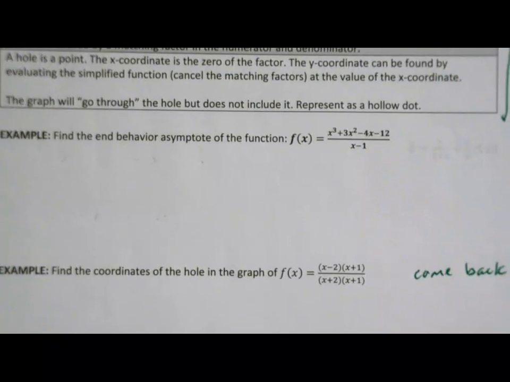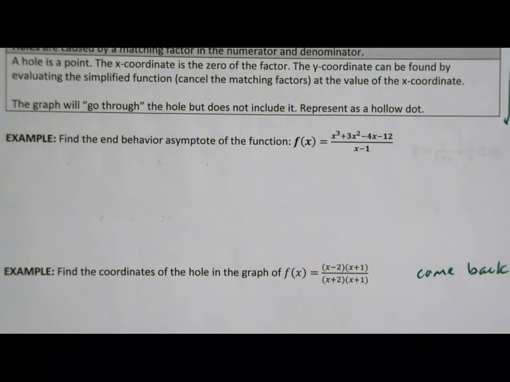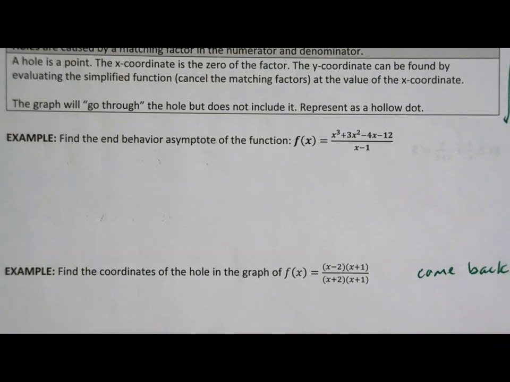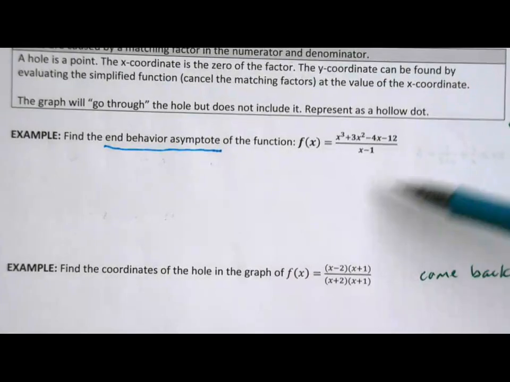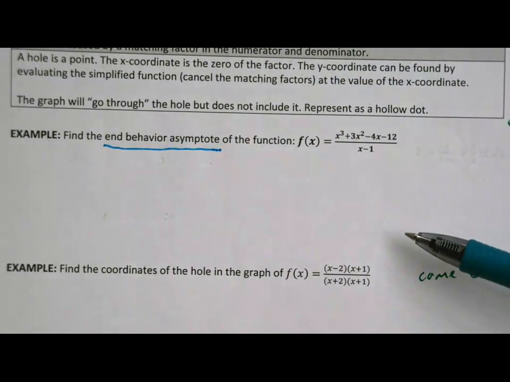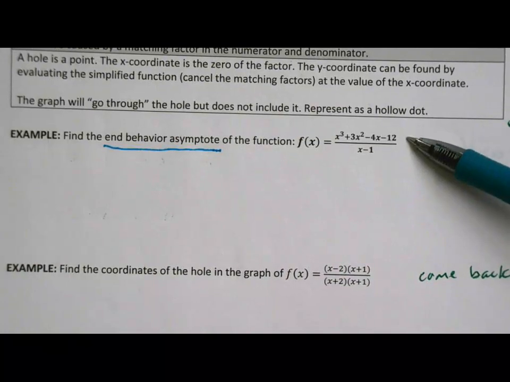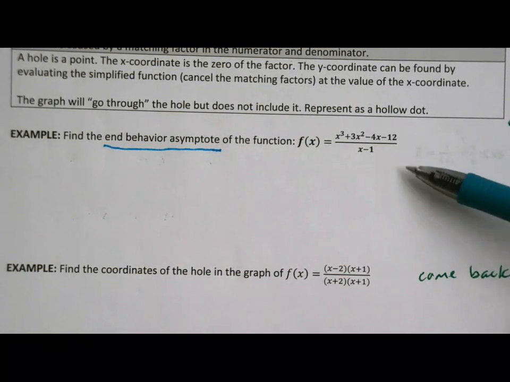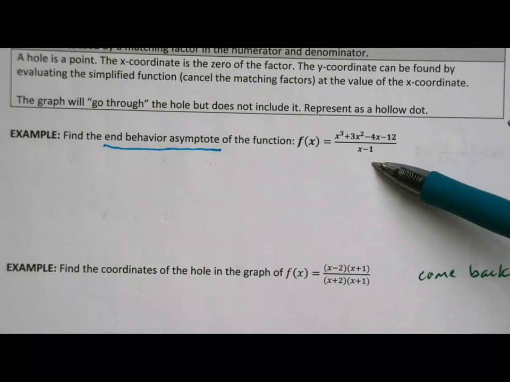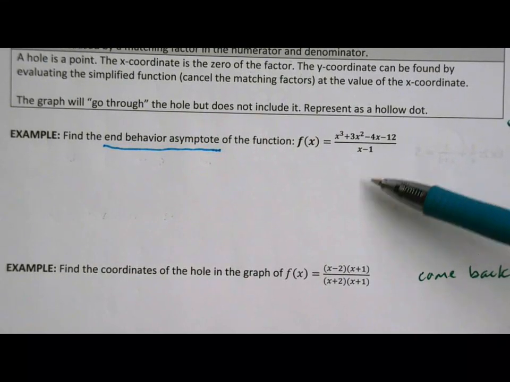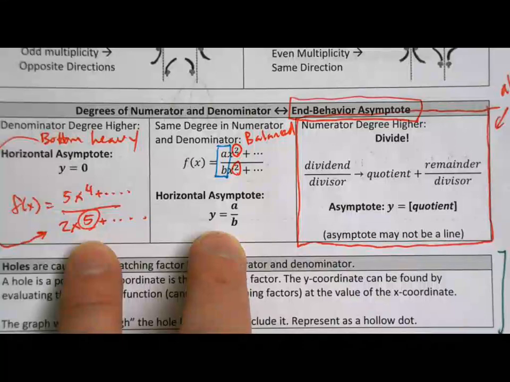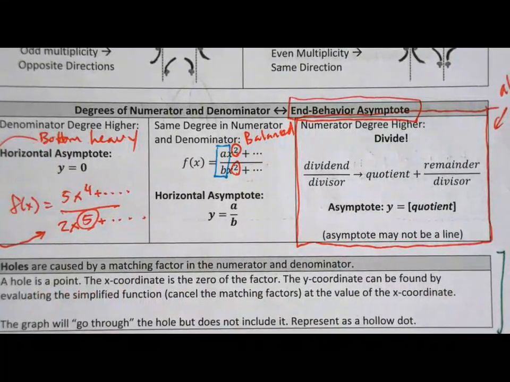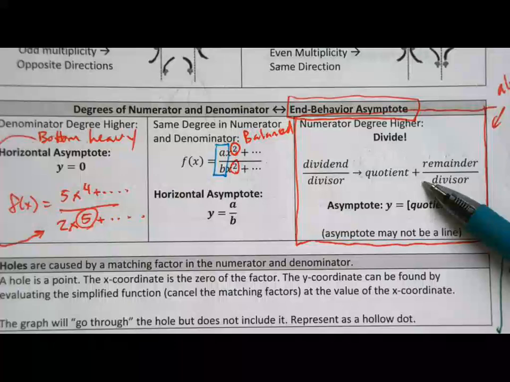All right, so let's look at an example. We've got a nice function here, and they just want us to find the end behavior asymptote. So look at this situation and tell me, is it bottom heavy? Is the degree higher on the bottom? No. Is it balanced? Is the degree same top and bottom? No. So can we use either of these two fun shortcuts? No. All right, but that's okay because we can always use this.